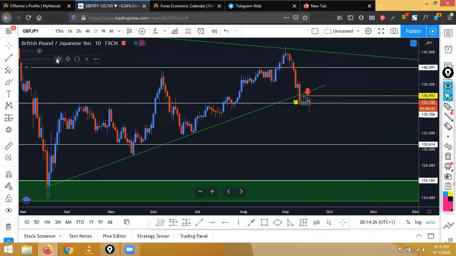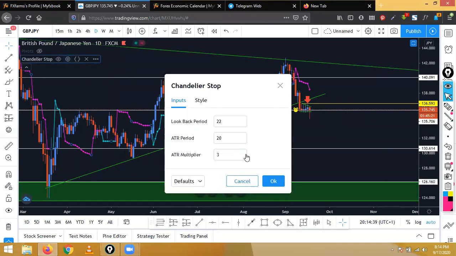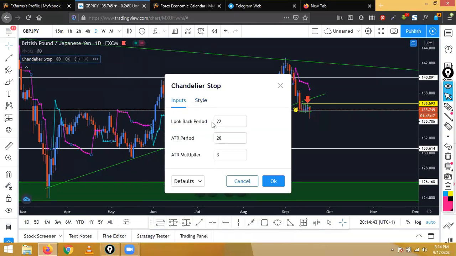Then these are the settings to use. It appears on your chart like this. Then you go to the settings, you highlight here, and you see this settings icon here. You click on it, and this will come out. Make sure your settings are also like this. Look back period is 22, ATR period is 20, and ATR multiplier is 3. So these are the settings I use in trailing my stop loss with this Chandelier Stop.